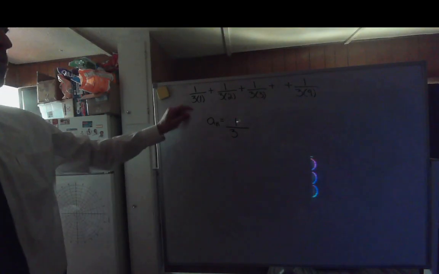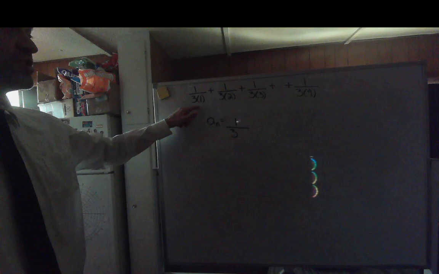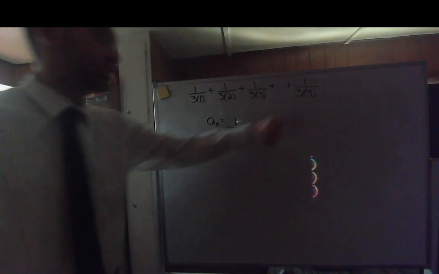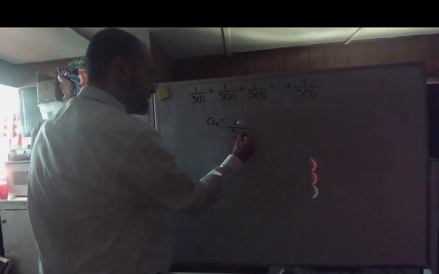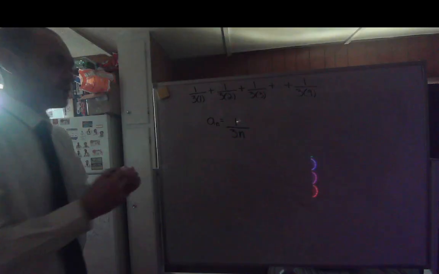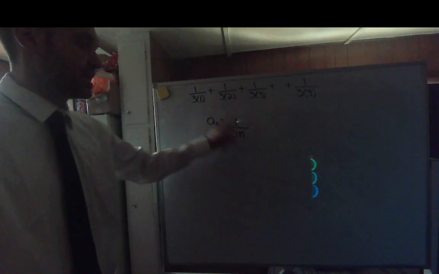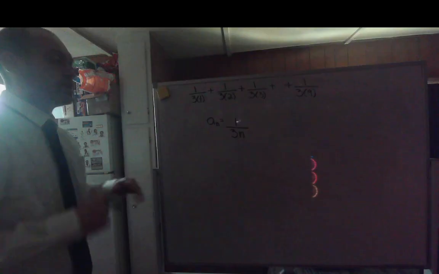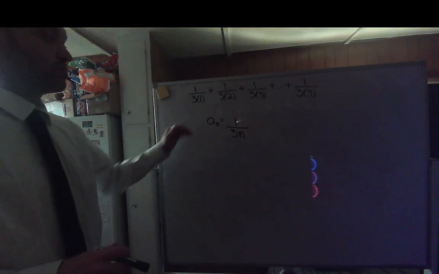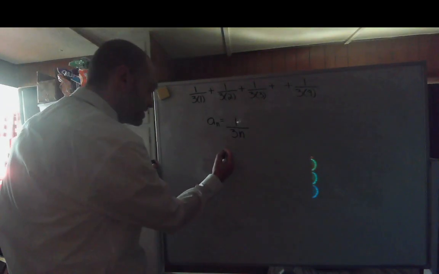Now, what changes between each term is the number in the parentheses. You start at 1, you go all the way up to 9. So it's safe to say that a sub n would equal 1 over 3n. Depending upon what your term is, you're going to get a different answer. So we found the sequence, which is the first thing you want to do. Write the term for your sequence, because that's going to help you write out the series.